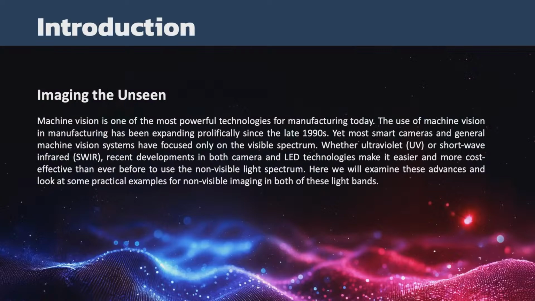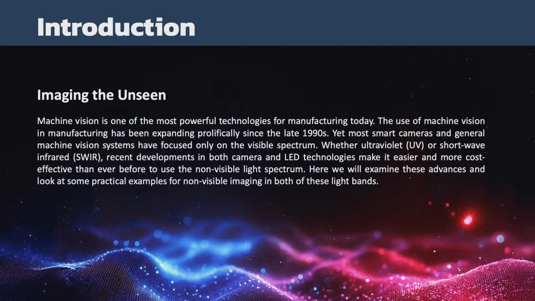To begin with, machine vision is one of the most powerful technologies for manufacturing today. It's been in a prolific rise since the late 90s, and machine vision is becoming very common. Yet, most cameras and general machine vision focus on imaging in the visible spectrum of light, the spectrum which we can see with our eyes. This is partially due to the equipment that was available through the history here and the development, but also because quality inspectors and other machine vision professionals are more comfortable implementing inspections that match what they can see with their eyes.